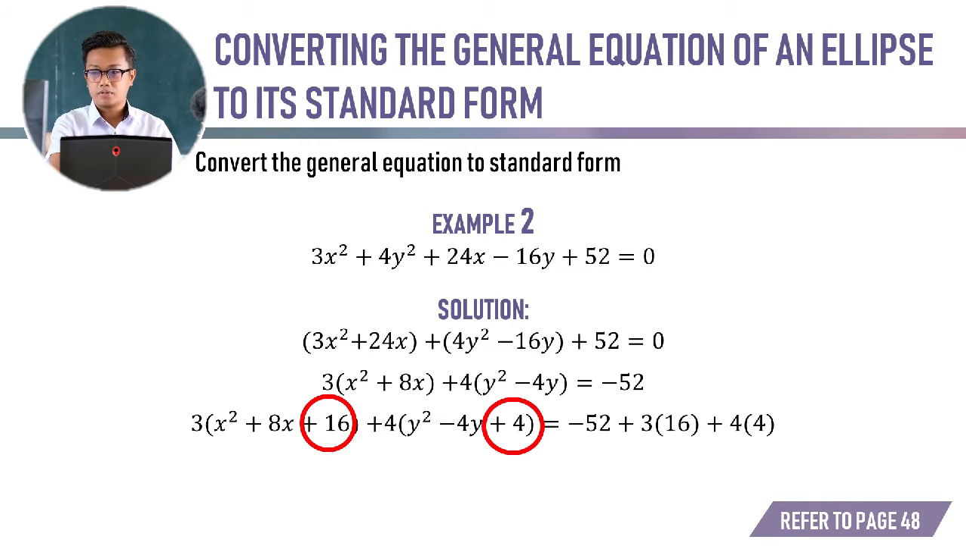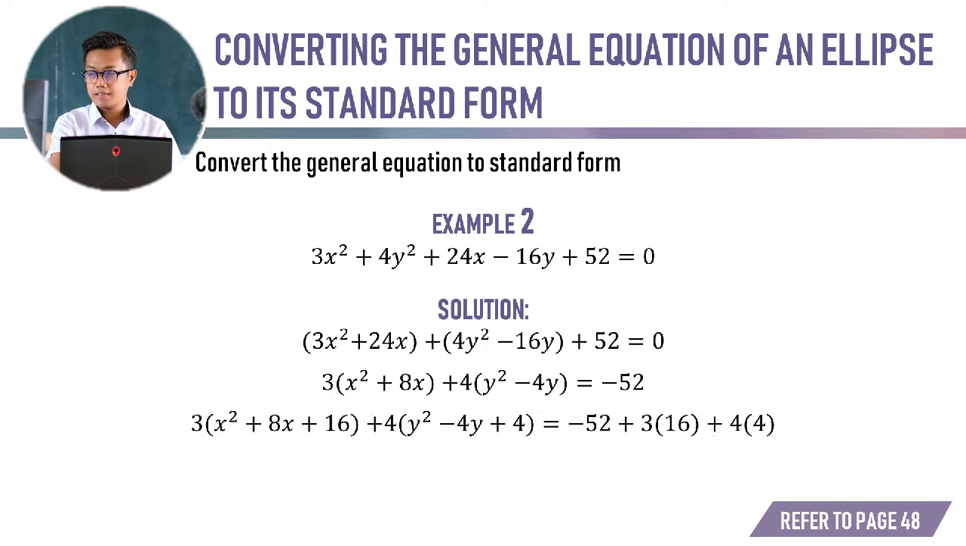But let us also not forget nga may ara ka multiplier nga 3 for your 16 kag 4 for your 4. Amo na siya nga nag-add ka man sa right side sa imong equation sang 3 multiplied by 16 kag 4 multiplied by 4. Kay kung ano tong ginbuhat mo sa left side sa equation, you should also do the same sa right side sa imong equation. Do you follow? Okay.